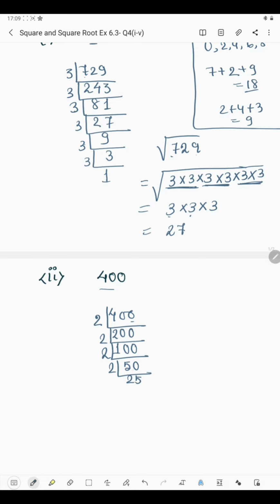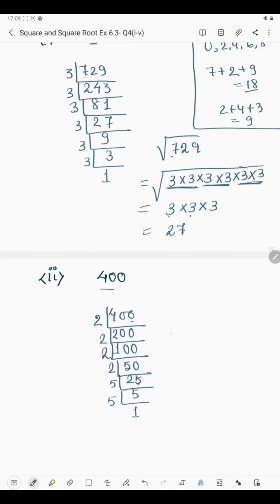Now see, this cannot be further divided by 2. Now we will take another number. Serially we have taken 2 because all these numbers are divisible by 2. Now after this, the last digit is 5, so it will be divisible by 5, because according to the divisibility rule of 5, if the last digit is 0 or 5, then it will be divisible by 5. So 5 5s are 25. Now 5 1s are 5.